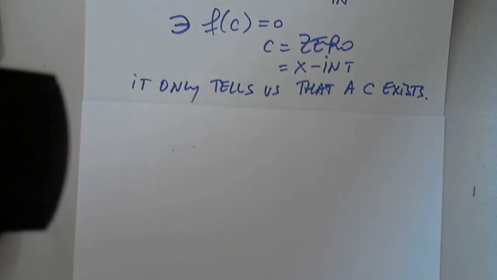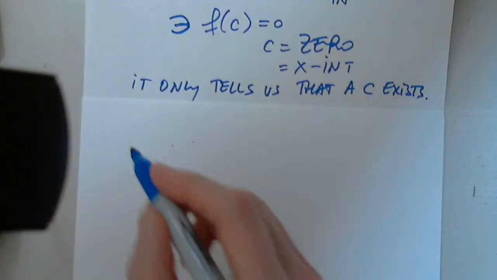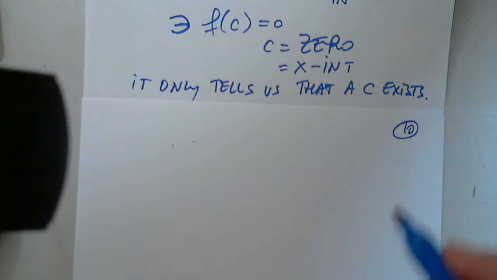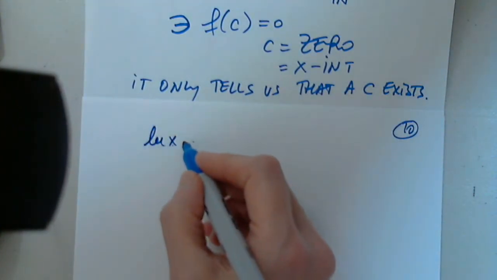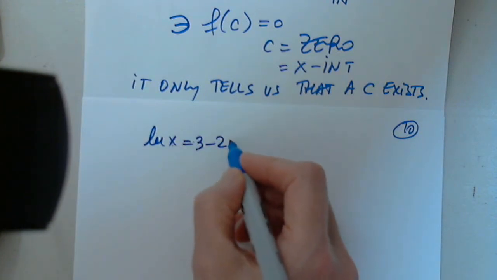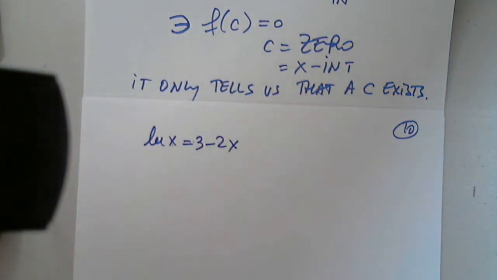Okay, so we're ready to start with the simple example, and that's the IVT. And let me show an example. That's problem 10, page 10. Let's say we want to look at natural log x equals 3 minus 2x. And the question is asking us to analyze this function. Does it have a c? Does it cross the x-axis?